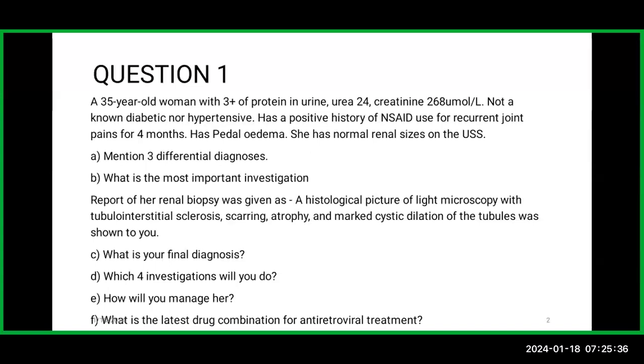So we're also thinking SLE, so your anti-double-stranded DNA and your ANA would also be important in this patient. Your investigations will be tailored in and around all of this. There will be no need to do the ultrasound again. There's no point, they've told you it's normal, so you're not going to waste the patient's money.